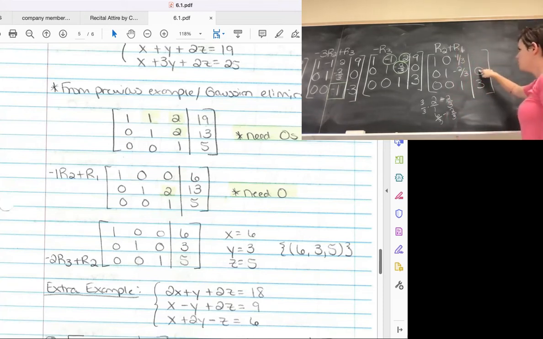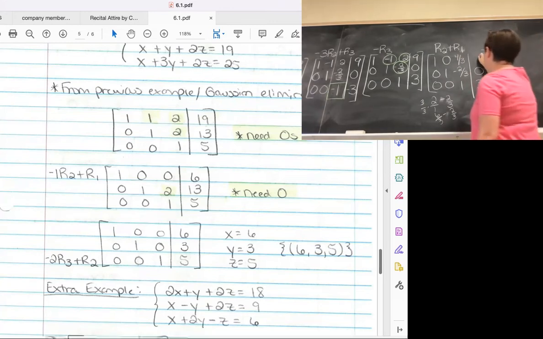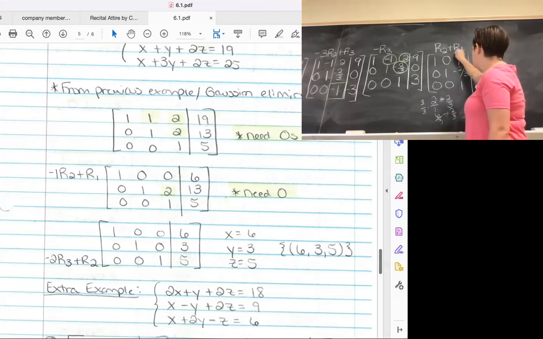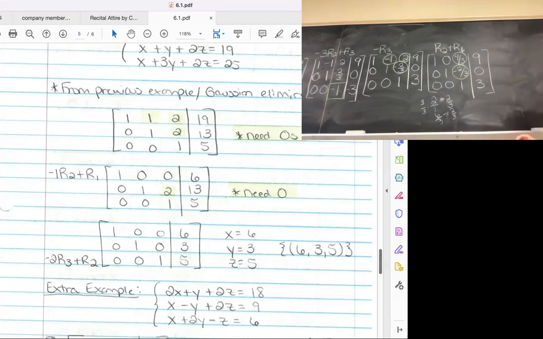And then row 2, 0 plus row 1, that'll still leave me with a 9. So we got our 0 there. That's good. Now we need 0 here and 0 here. So how do we do that?